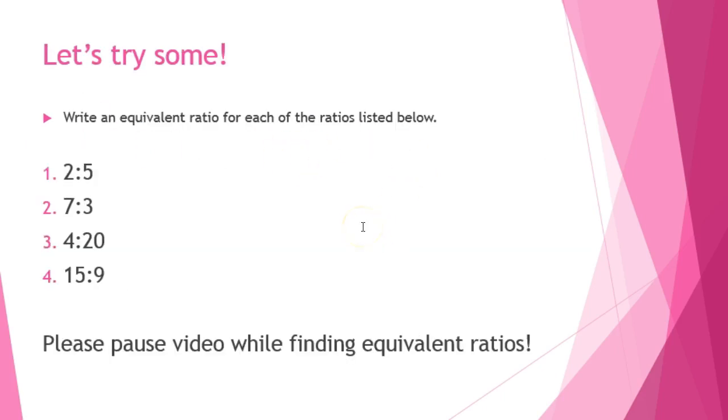So let's try some. Write an equivalent ratio for each of the ratios listed below. Number 1, 2 to 5, number 2, 7 to 3, number 3, 4 to 20, and number 4, 15 to 9. Please pause video while finding equivalent ratios.